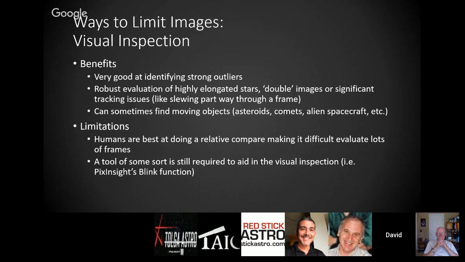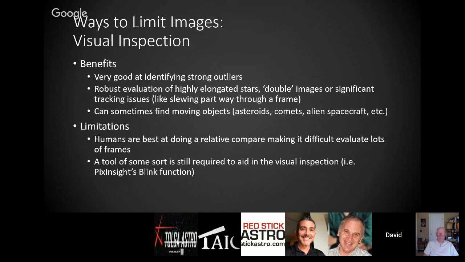As you're stepping through your images, you can frequently find moving objects like asteroids, comets, alien spacecraft if you come across them. It gives you a way to see the transitory things that are going on in that area of space. Whereas if you're just looking at it with a spreadsheet or something like that, you may miss those things.